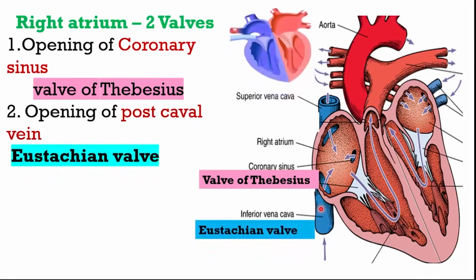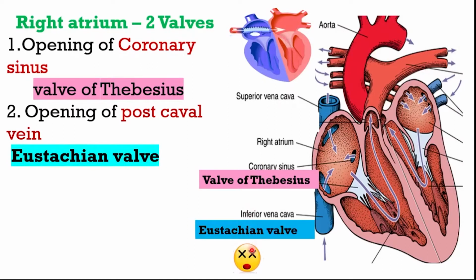In the fetal heart, this Eustachian valve directs the blood to the left atrium through the foramen ovale. Hope you have got this point. In the fetus, the blood from the umbilical cord reaches the right atrium first. Then this Eustachian valve directs the flow of blood into the left atrium. But in adults, the Eustachian valve becomes rudimentary and non-functional.